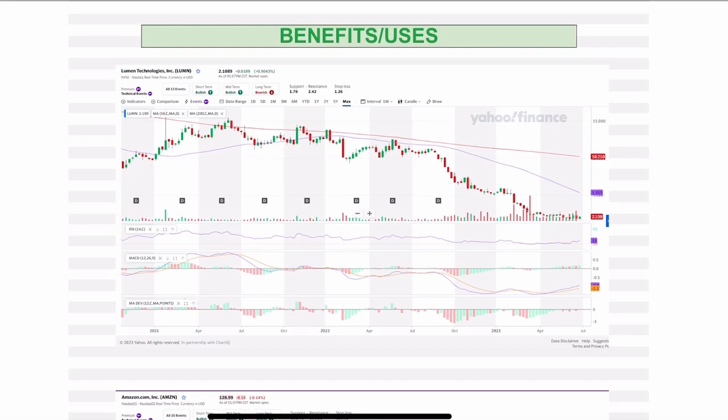However, a lot of people often see technical analysis as the enemy of fundamental analysis, but I do believe there are some benefits and uses for technical analysis, even for value investors.